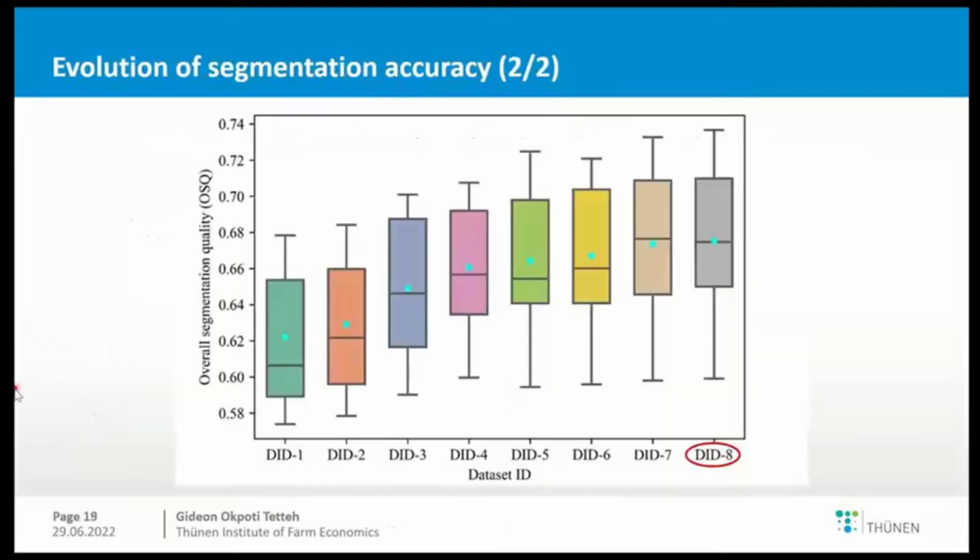Again, I showed box plots highlighting the distribution of the segmentation accuracies over some selected test tiles. As you can see, at the beginning of the growing season the lowest accuracy was achieved, but as we get to the end of the growing season at DID8, the highest accuracy was achieved. This is quite understandable, given that for agricultural parcels you need multi-temporal data to properly characterize the phenology of the different land uses.